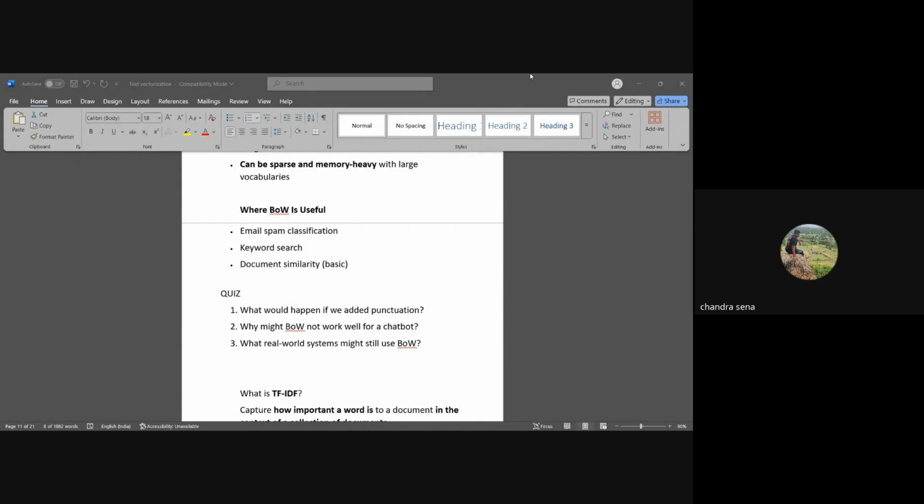If we add punctuation to bag of words, it will basically treat those as sentences as well, which would compromise the efficiency.